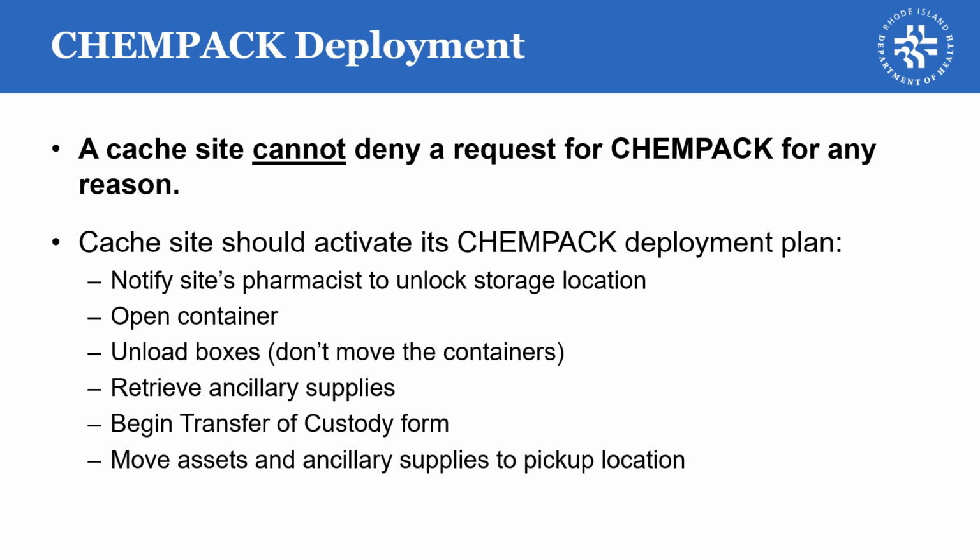In alignment with the cache site's CHEMPACK deployment plan, the cache site's pharmacy should be notified to access the container keys. The CHEMPACK storage area should be accessed, and the requested number of CHEMPACK containers are then opened. The containers themselves should not be moved. Instead, the assets are removed from the CHEMPACK container, and along with the ancillary supplies stored in the red duffel bags on top of the containers, are brought to the cache site's designated pickup location. A transfer of custody form is also started by the cache site.